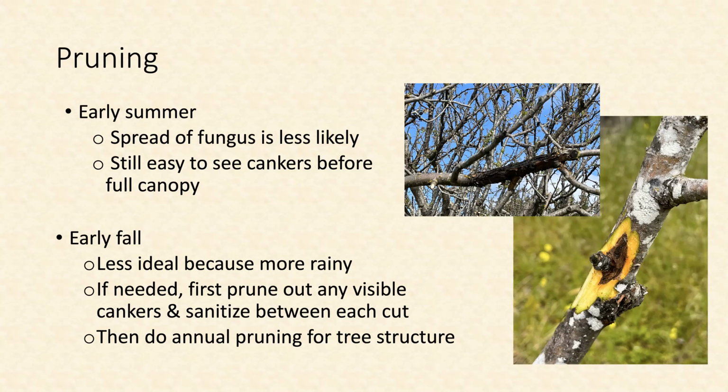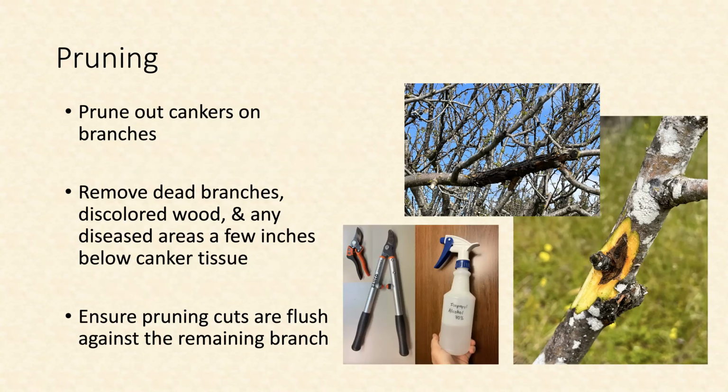He said his growers prefer to separate those things so that you can sanitize between each cut when you're just pruning out that diseased tissue, and then you don't have to think about it when you're doing the architectural pruning after that. So it's one option. But ideally, you'd want to focus your canker pruning in early summer, because that's when conditions are less rainy, less humid, less likely to cause spread.